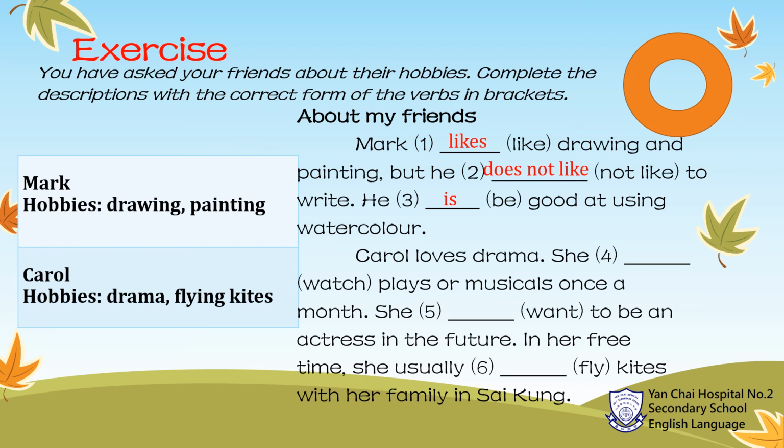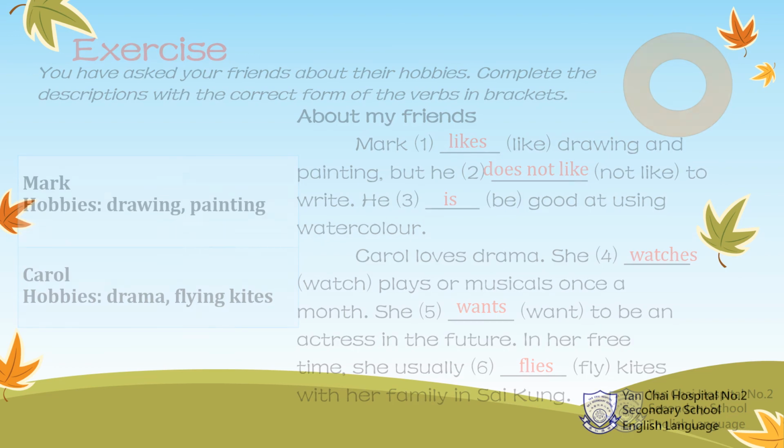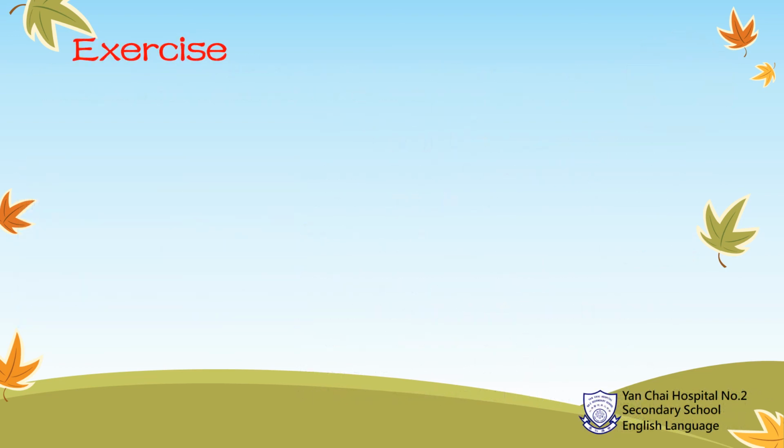Number 4, she watches plays or musicals once a month. The answer is watches because of the subject she. But in this case, we add es because the word watch ends with ch. Number 5, the answer is wants because of the subject she. Last one, the answer is flies. In this case, we delete the y and replace it with ies. So again, in this exercise, you will have 3 minutes to finish this task.